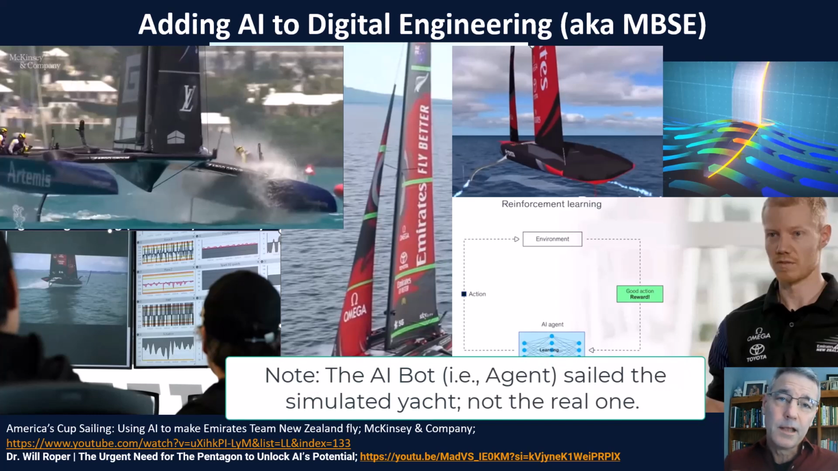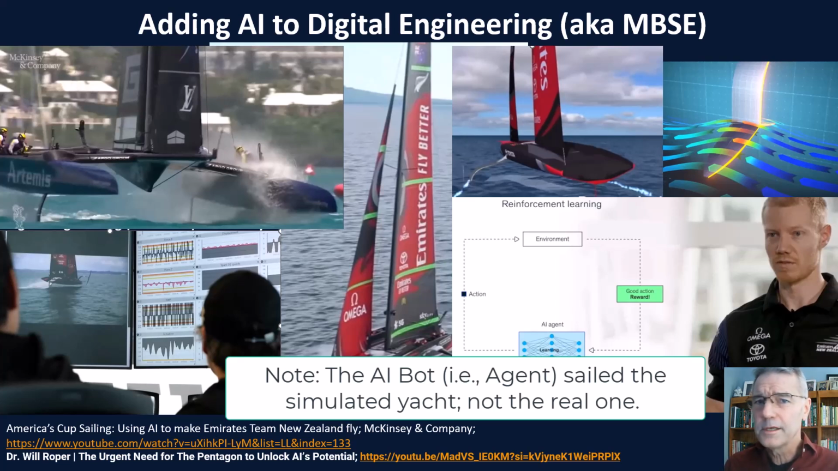And what they had is model-based systems engineering, and they were iterating on the designs of their yacht so they could get better and better yachts. But the sailors didn't have time to go down there and sail every single iteration of this new design on the simulator. So they got McKinsey & Company to design an artificially intelligent bot to go ahead and sail the yacht for them. They were a little skeptical this would work, but it did work.